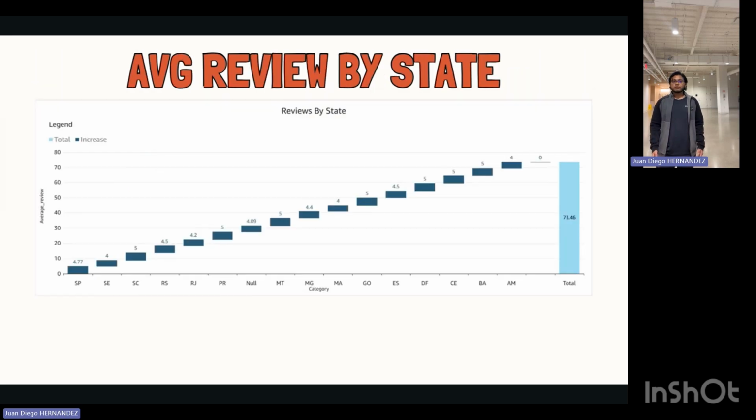And when it comes to reviews by state, we found that about 7,202 users rated us with an average score of 4.1 out of 5. Positive reviews dominate, with 4 and 5-star ratings making up 77%. This feedback strengthens customers' trust and highlights overall satisfaction.